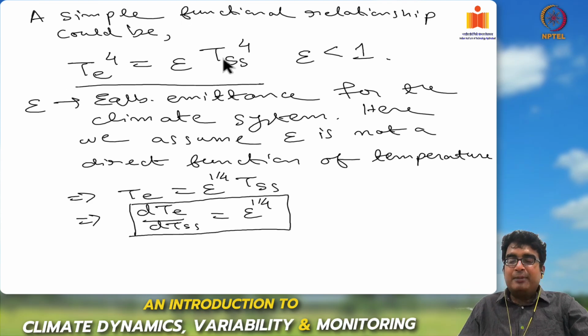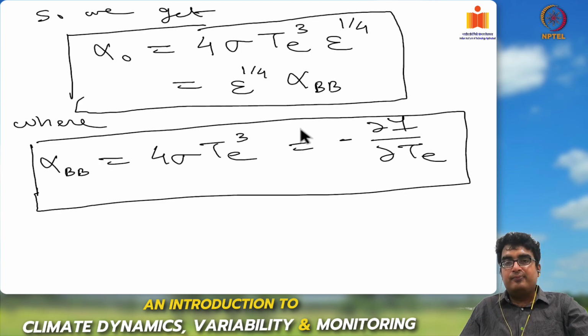And here we are assuming that this emittance is not a direct function of temperature. So if this type of functional form is valid, then the emission temperature of Earth equals emittance to the power 1/4 into the steady state temperature of Earth. So dTE/dTSS is emittance to the power 1/4. How do you calculate the value of this emittance?